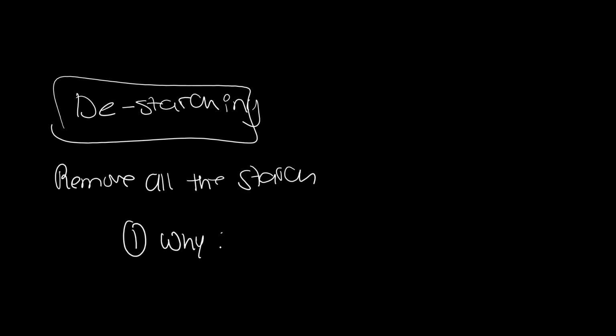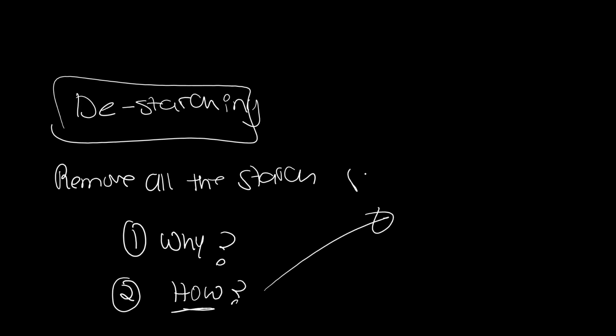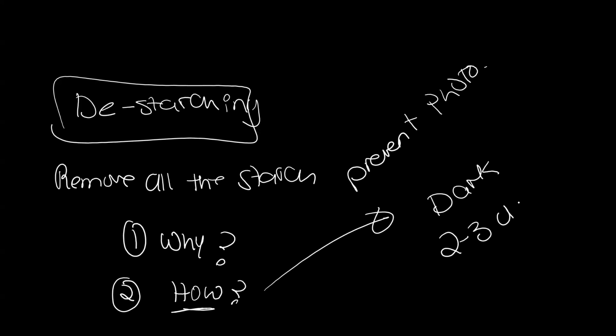De-starching the plant means I'm going to remove all the starch from the plant. Number one, we want to know why we will do that. Number two, we want to know how this will be done. Let's go to how first. You keep it in a dark area. Excellent. De-starching means I will remove all the starch from the plant. How is this done? I'm going to prevent photosynthesis. Just like you said, I'm going to put it in a dark area for 2 to 3 days only.